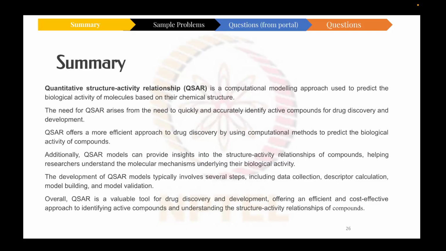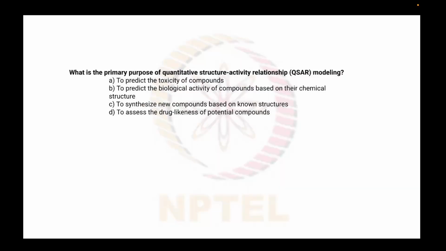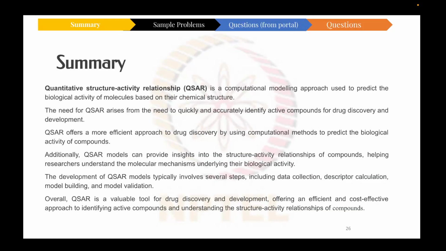So, the development of a QSAR model typically involves several steps, including data collection, descriptor calculation, model building, and model validation. Data collection involves gathering experimental data on the biological activity of a set of compounds. Descriptor calculation involves calculating a set of molecular descriptors that describe the chemical and physical properties of the compounds. Model building involves using statistical or machine learning algorithms to identify the relationship between the molecular descriptors and their biological activity.